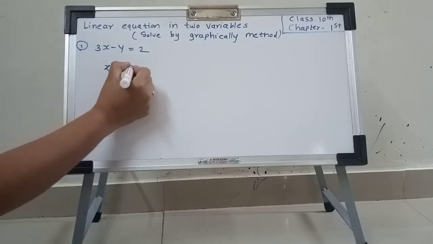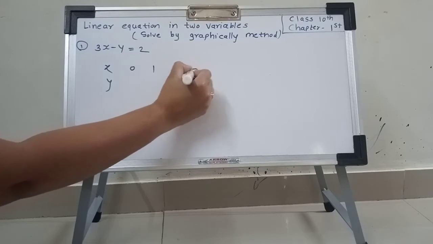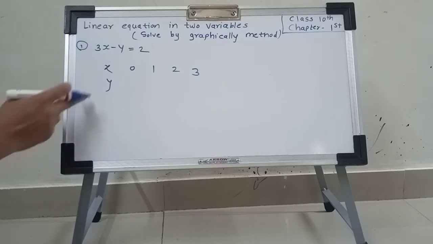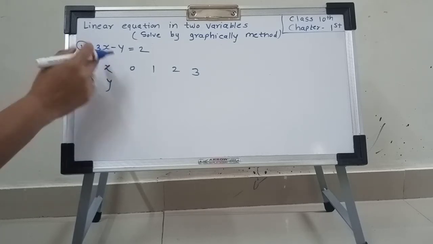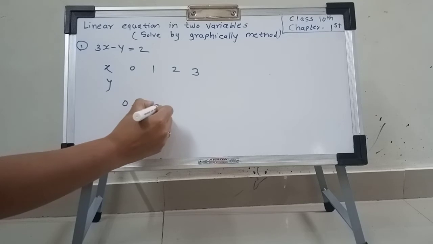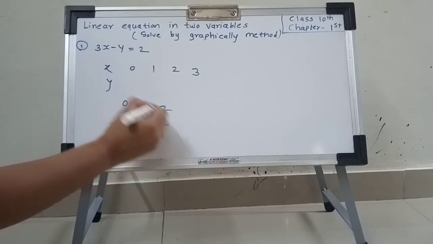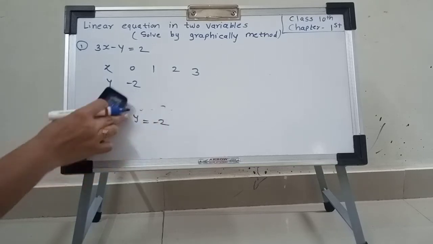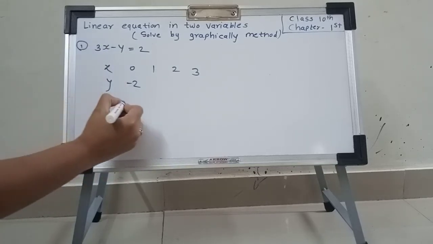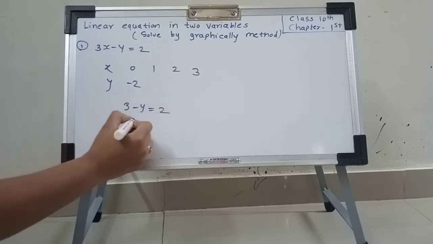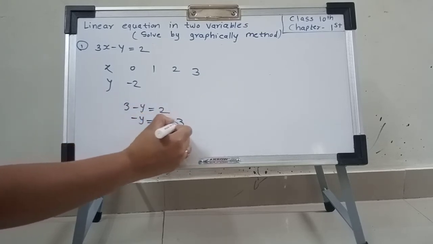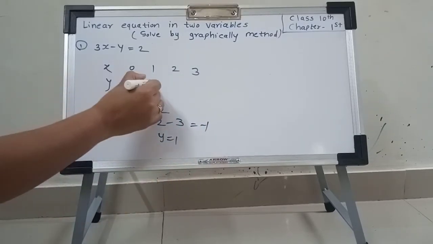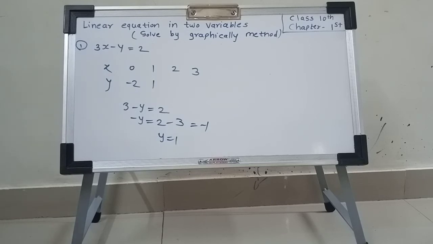For x, we take random values 0, 1, 2. We can take minus values, plus values, 0 values, any value. Now we find y. When x is equal to 0, 0 minus y is equal to 2, means y is equal to minus 2. When x is equal to 1, 3 into 1, 3 minus y is equal to 2, minus y is equal to 2 minus 3 is equal to minus 1, means y is equal to 1. When x is 1, y is also 1.